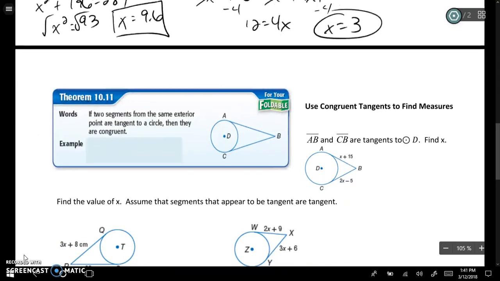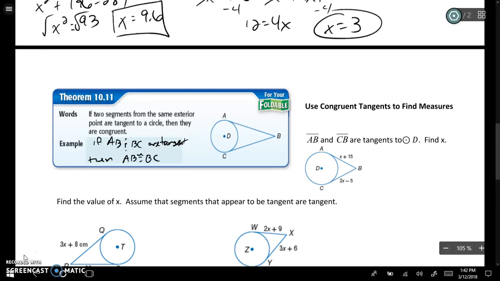Okay? Another theorem here. If two segments from the same exterior point are tangent, then they are congruent. Okay? So we say if AB and BC are tangent, then AB is congruent to BC.